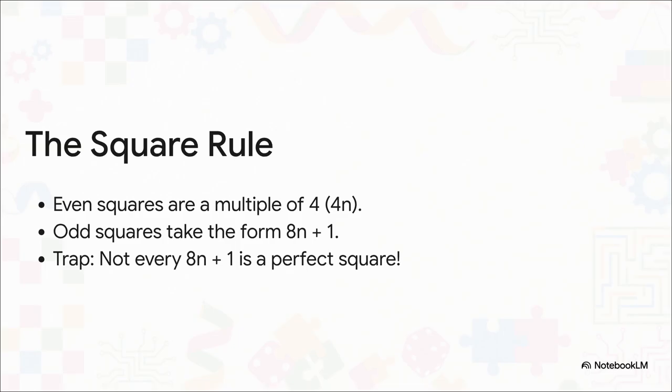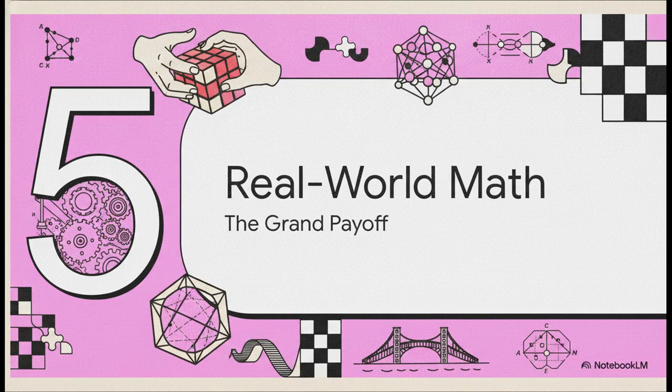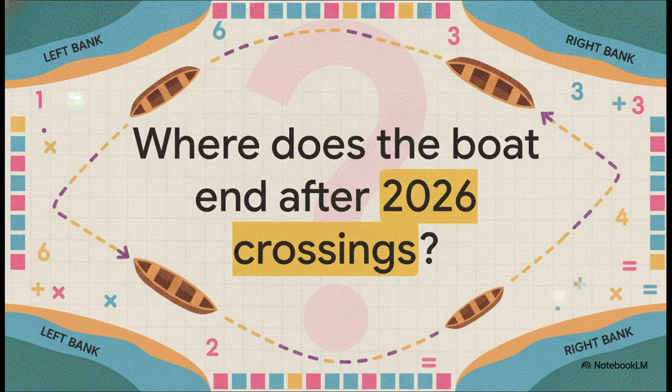Just because a number looks like it fits the 8n plus 1 format, that does not mean it's automatically a perfect square. It's a one-way street of logic, and it is absolutely essential to remember that so you don't get tripped up. And finally, we arrive at Section 5, Real-World Math Applications, the grand payoff. Let's take all this theory and apply it to a physical scenario. Imagine a boat moving back and forth across a river. Can you use what we just learned to predict its final location without tracing every single agonizing step?